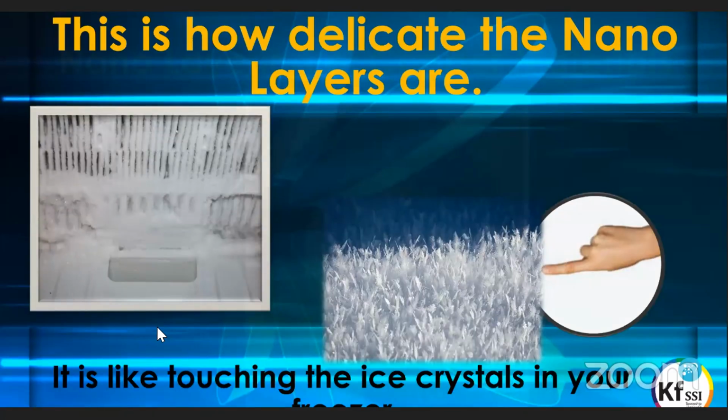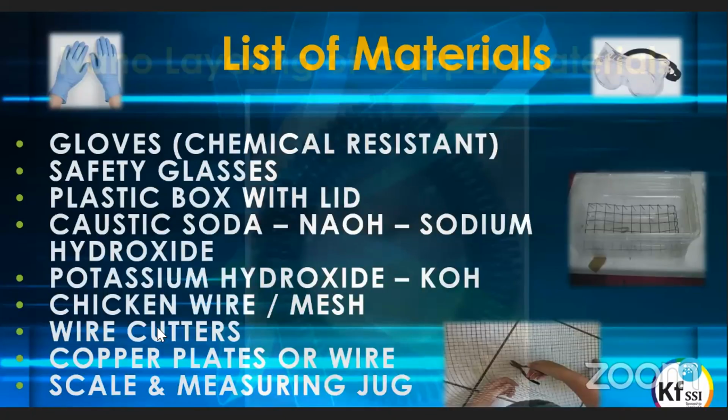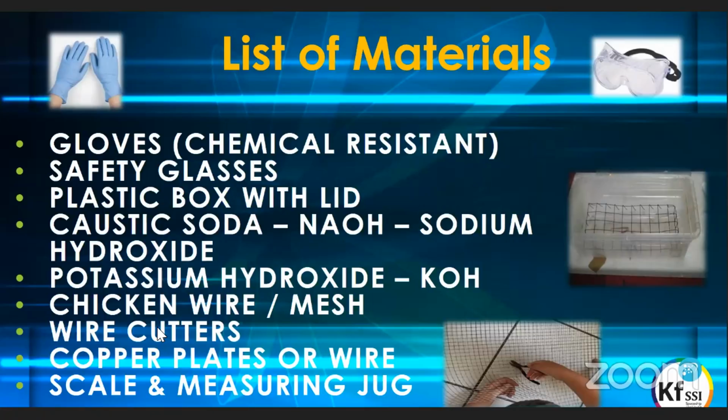Okay, so let's start off with our copper. To start off with, we have a list of materials that one needs to put together. Please bear in mind that preparation is key: have everything organized and prepared before you even start, because it's no use running around looking for things when you're halfway through. You need a pair of gloves, very essential, chemically resistant gloves, not cotton gloves or any other type of gloves. Safety glasses, a plastic box with a lid, and then your caustic soda or sodium hydroxide, and then potassium hydroxide, chicken wire mesh, wire cutters, your copper plates or wire, or any other copper device you want to nanocoat, a scale to measure how much caustic soda you're going to be using, and a measuring jug for your water. These are the things that one has to put together first.